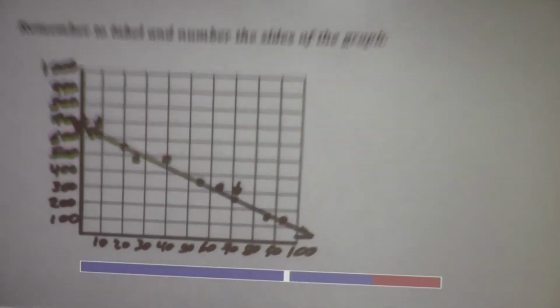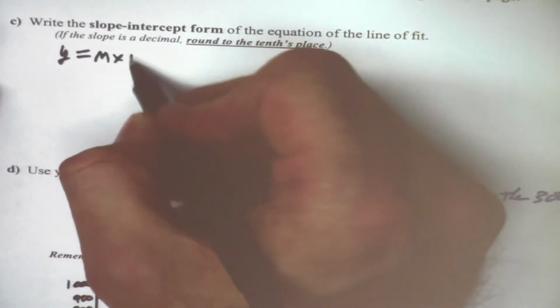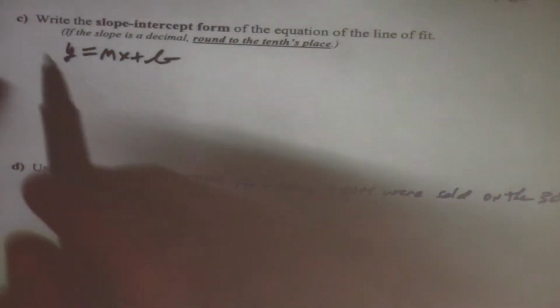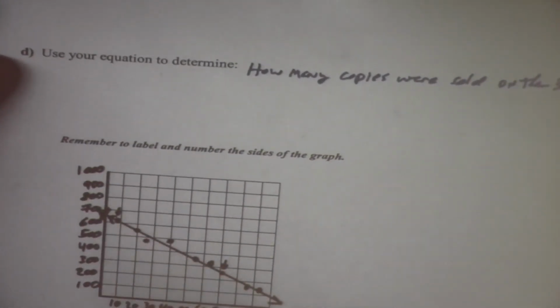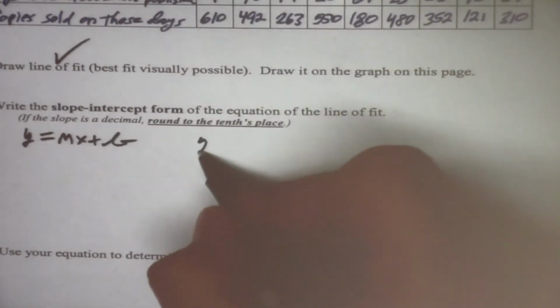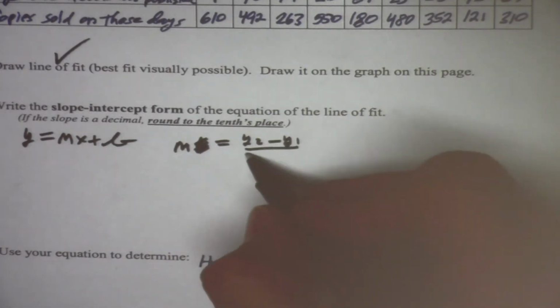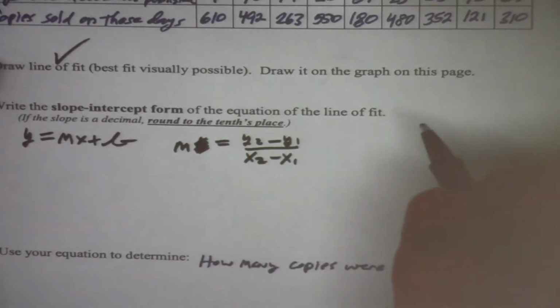Now let's come back up to the questions. Draw a line of best fit. Done. Write the slope-intercept form of the equation of the line of best fit. y equals mx plus b. Now that means we need the slope and we need the y-intercept. The reason why I was picky about picking two of these was because now I can use those 2 points to get the slope. I could do a rise over run, but that's the same thing as doing the slope. m equals the second y minus the first y over the second x minus the first x, but we need the 2 points.